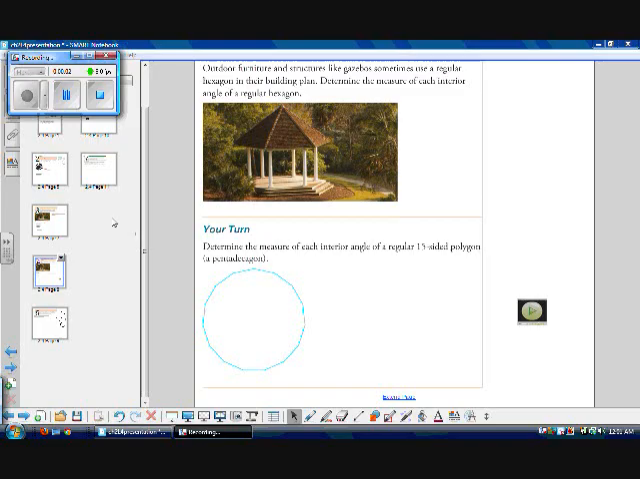Now I'd like you to pause the video and try the your turn. Determine the measure of each interior angle of a regular 15-sided polygon called a pentadecagon.